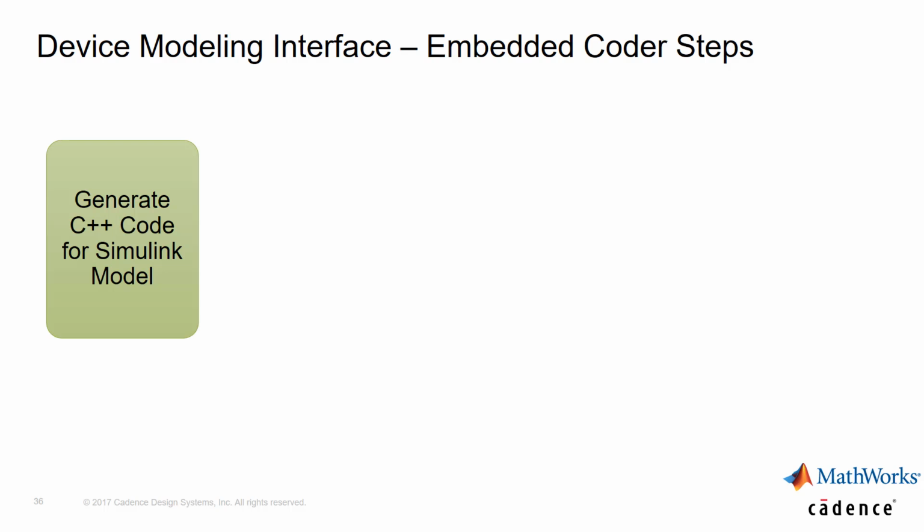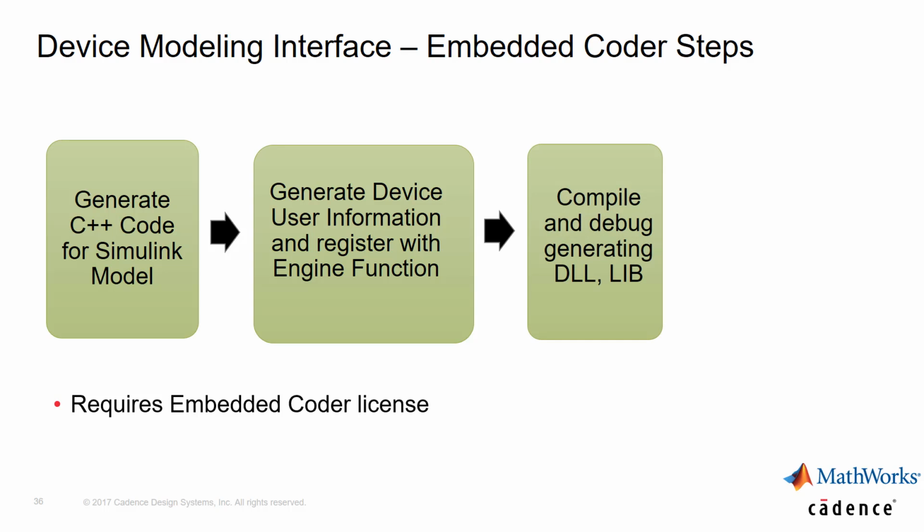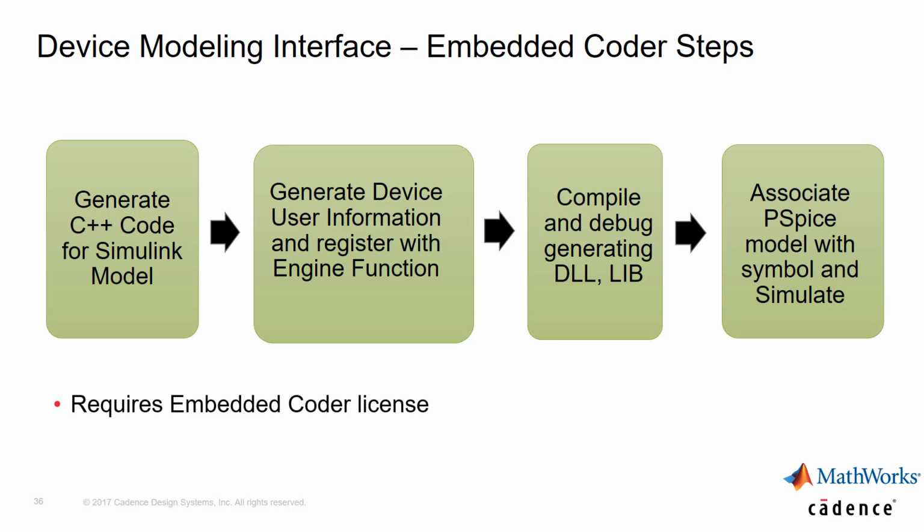The workflow for doing this is straightforward. In Simulink, we can generate ANSI C code for many of the native Simulink blocks, as well as embedded MATLAB code using the MATLAB function block. We then use a special PSpice target for Embedded Coder that customizes the C code for the Device Modeling Interface. Once we have the customized C code, we can then compile it into a DLL and a library object and bring those into PSpice and create a new native object file and symbol view. Let me switch over to an example to show you exactly how this works.